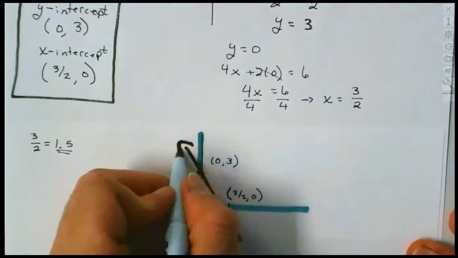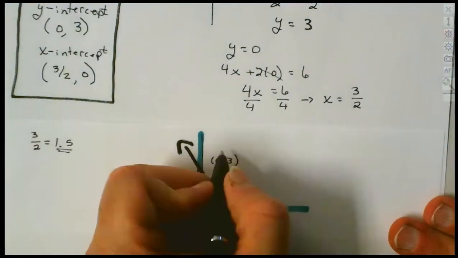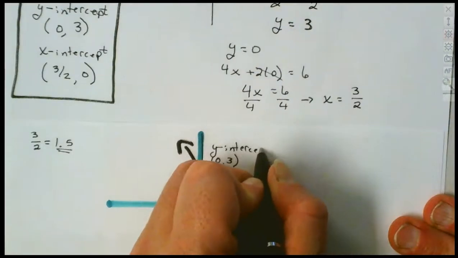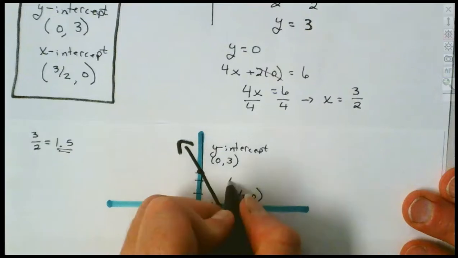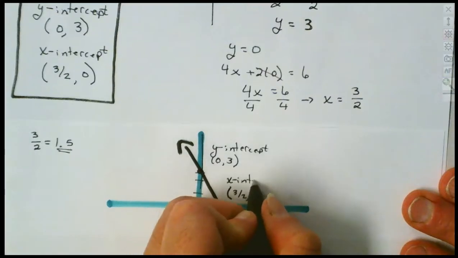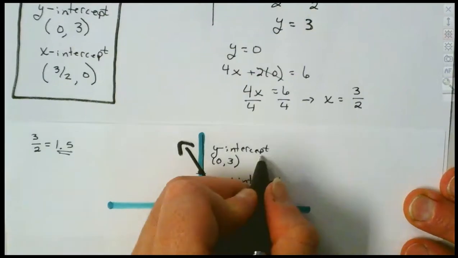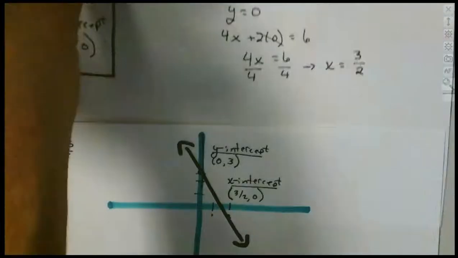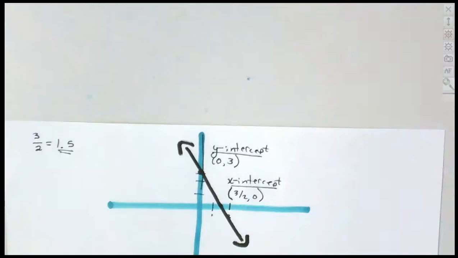We've got it graphed. And just so we remember which one is which, 0, 3, this is the y-intercept. Y, because it touches the y-axis. 3/2, 0, that's your x-intercept. X, because it crosses the x-axis. So we found our intercepts. We used that table. We found our intercepts, and we graphed that line.